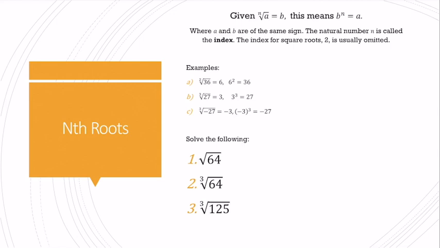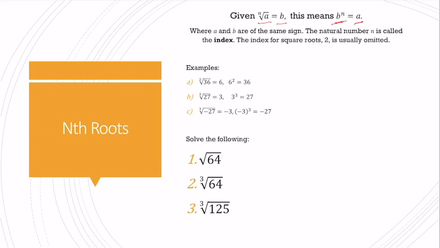So let's say I want to take the nth root of a, and that's going to be b. That means if I take b to the nth power, we would get a. Let's go through some examples to make sure we understood what I just said.